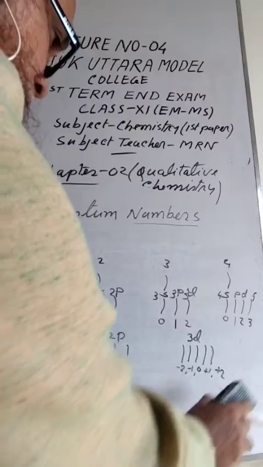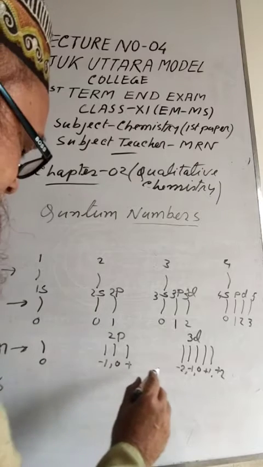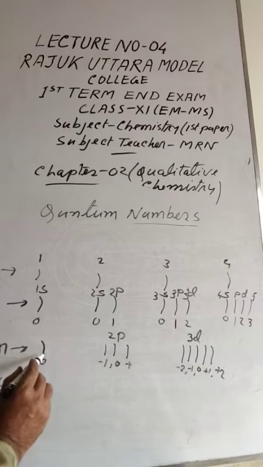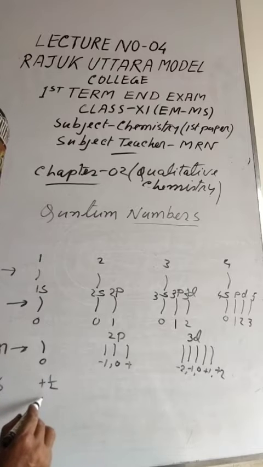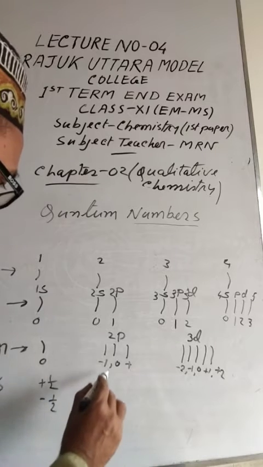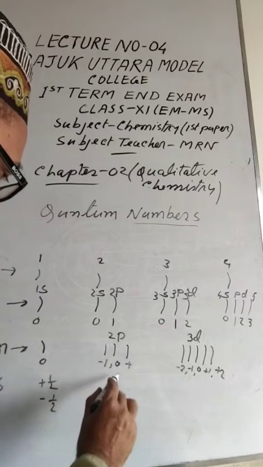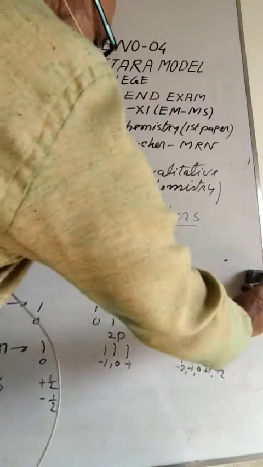For F, it will be divided in this way. Now I am not explaining F. Spin quantum number: in each orbital we get a maximum of 2 electrons. Since 2 electrons are present, one electron represents plus 1 by 2, and the other minus 1 by 2. Similarly in each case, plus 1 by 2, minus 1 by 2. So I am writing it in this way.